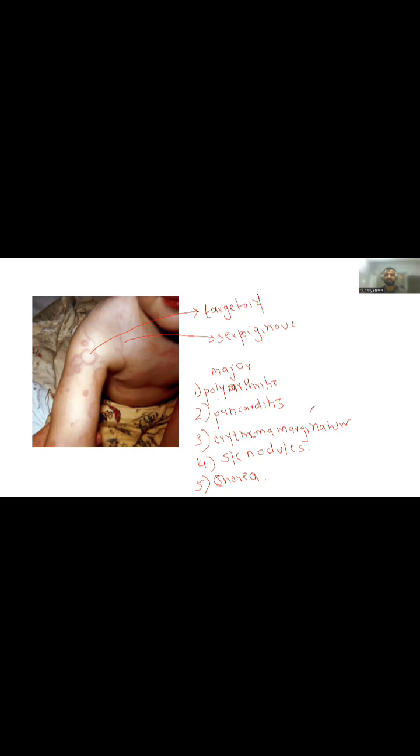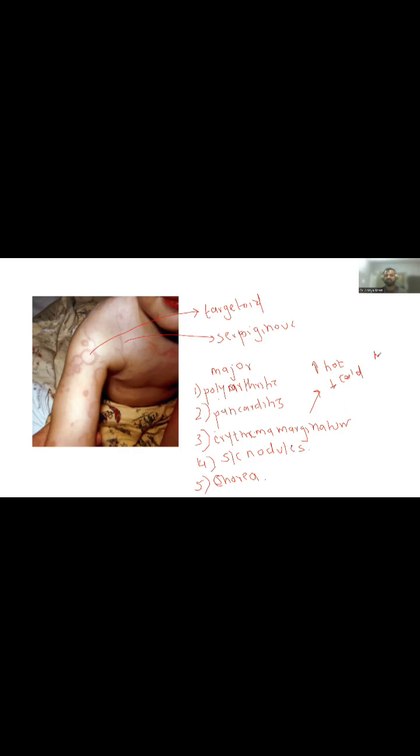Here you have to remember that this erythema marginatum is increased by hot bath or hot water or hot temperature, and it is decreased by cold temperatures. Like if you put ice, the rash will disappear. So it is a temperature sensitive rash, erythema marginatum, and it is pathognomonic or characteristic for rheumatic fever.